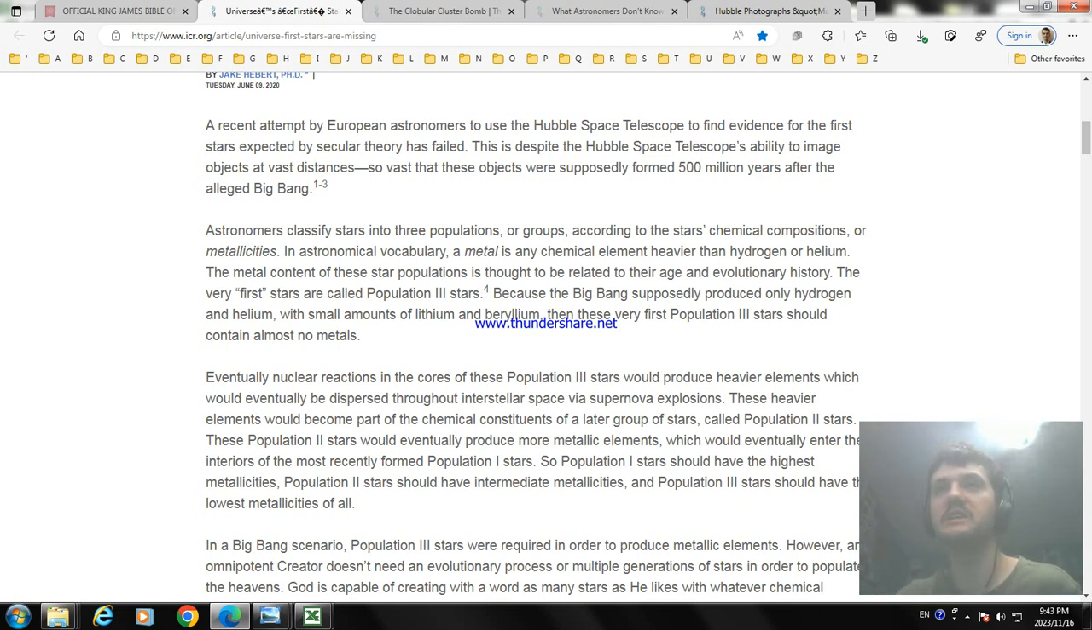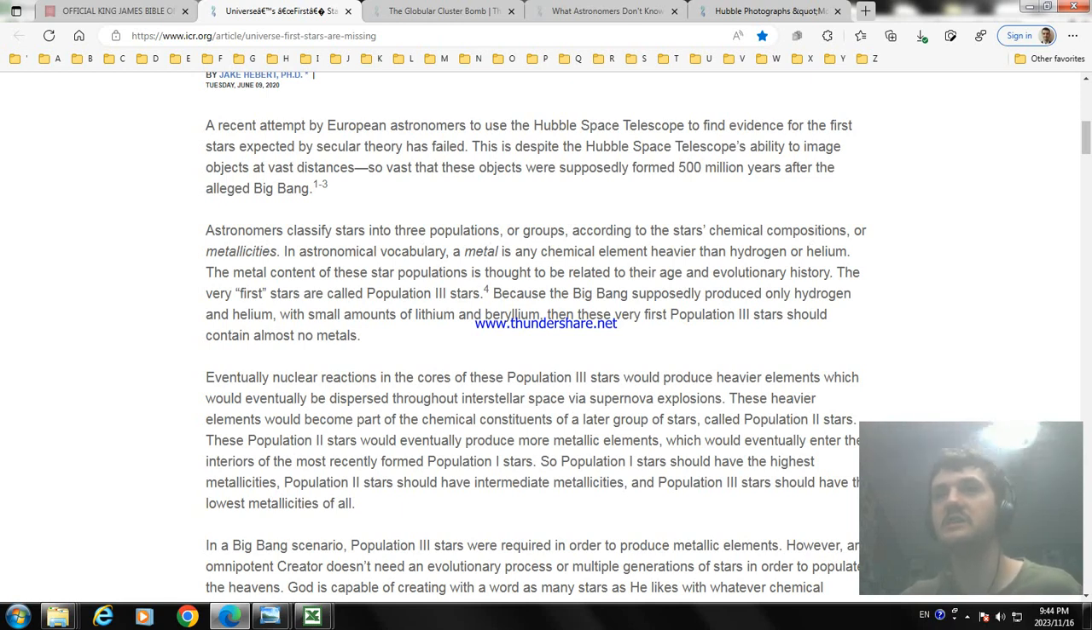Okay, so this one says, research by European astronomers using the Hubble Space Telescope has found evidence that the first expected stars of the secular theory have failed to appear. This is despite the Hubble Space Telescope's ability to see large objects at great distances. But these objects are supposedly formed 500 million years after the alleged Big Bang.